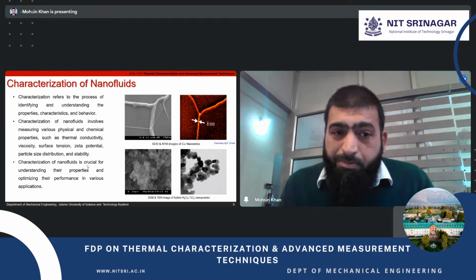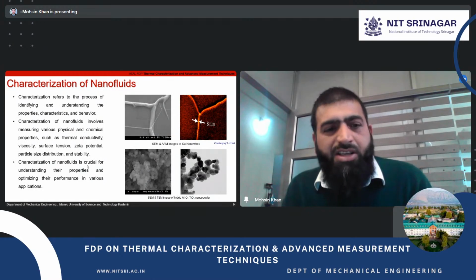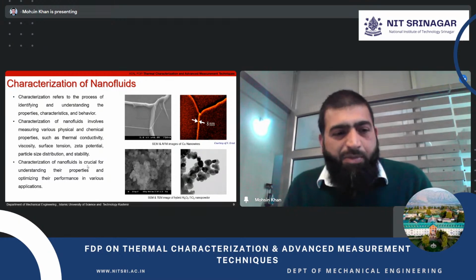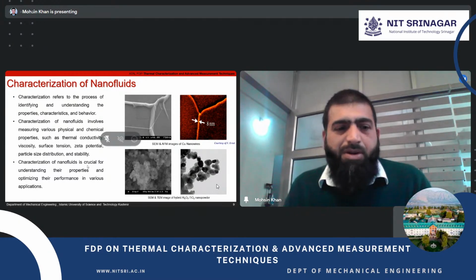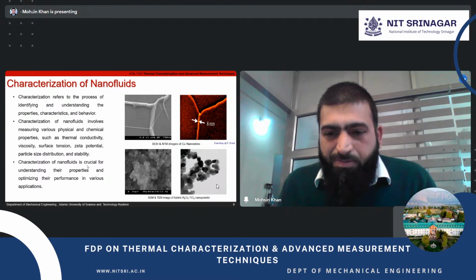Characterization of nanofluids includes measuring various physical and chemical properties such as thermal conductivity, viscosity, surface tension, zeta potential, particle size distribution, and stability. So it's very crucial to understand the properties in order to optimize the performance in various heat transfer applications.